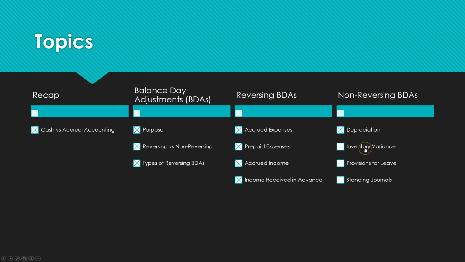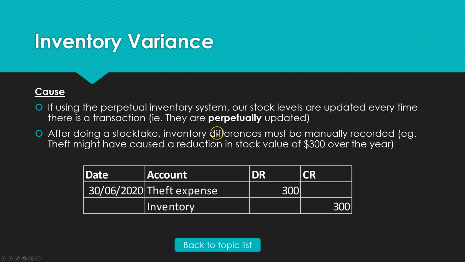Let's take a look at inventory variance. So for this one, we're assuming that we're using something called the perpetual inventory system. And what that means is, every time there's a transaction involving inventory, so maybe we sold some stock or we bought some stock, our inventory account will be updated. And that's why it's called perpetual.